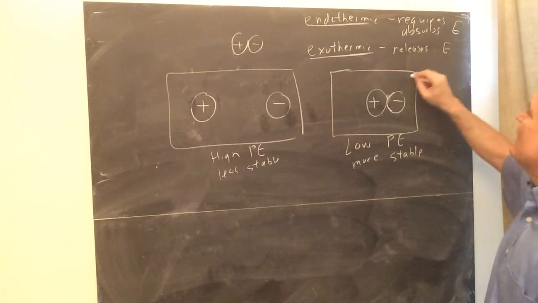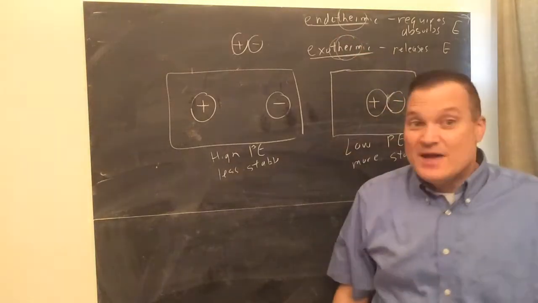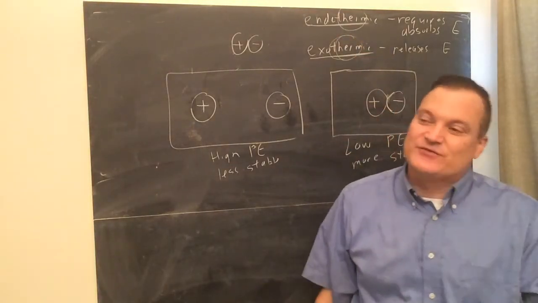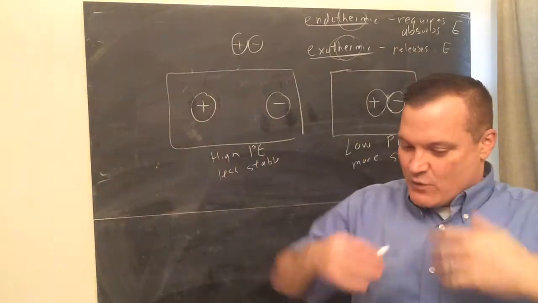Energy. Or it could be heat, because that's what the word therm means. It's usually in the form of heat, but it can also be in the form of light. So exothermic is just used: exothermic, it releases; endothermic, it requires it.